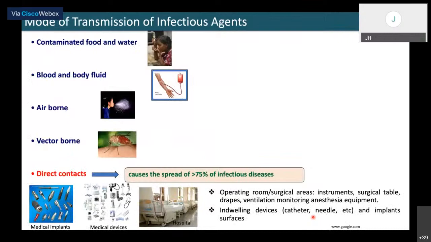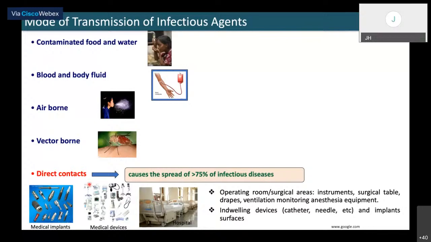So therefore, at this moment, we all know infectious diseases can be spread through contaminated food or water. If you don't have pure, clean water or food, then you will get infected. Certain types of diseases or organisms can be spread through blood or body fluid, like HIV and others. Certain organisms can be spread airborne when you cough or sneeze, like influenza, even the COVID that is going on at this moment, through droplets, or there are many other ways. There are certain diseases like malaria or dengue, which can be spread through a vector, the mosquito.